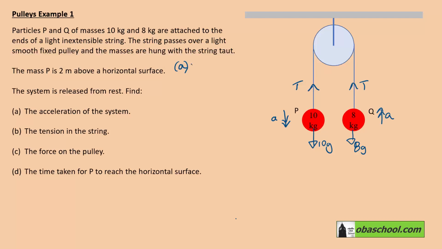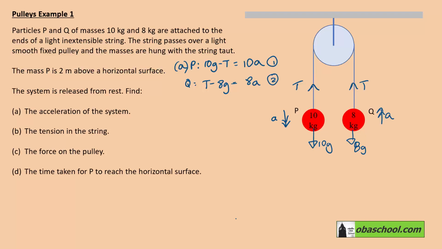So if we just look at P, the resultant force here is 10g minus T. So 10g minus T would be equal to 10a. That's just F equals ma. Could call that equation 1. If we then look at Q, the resultant force is T minus 8g, so we've got T minus 8g is equal to 8a. That's F equals ma.